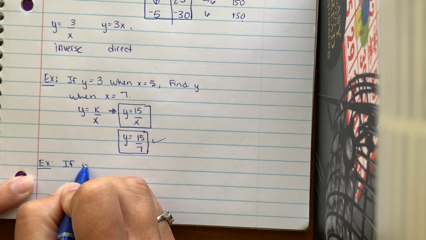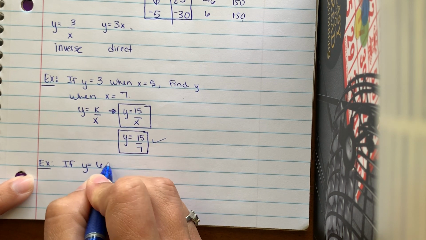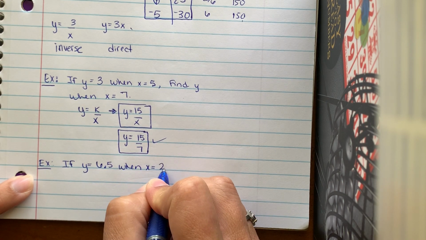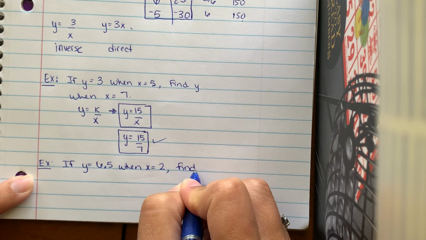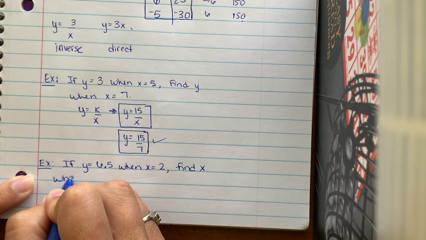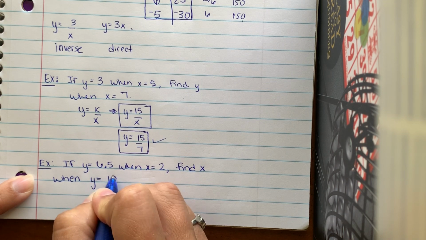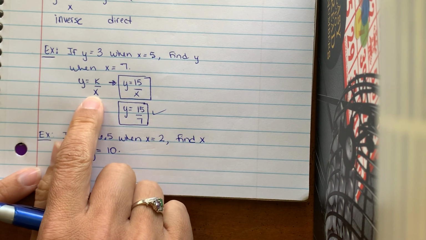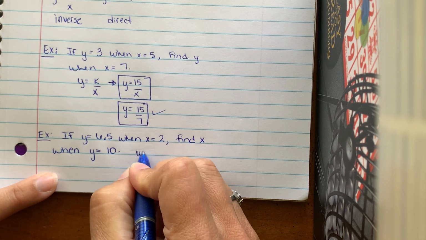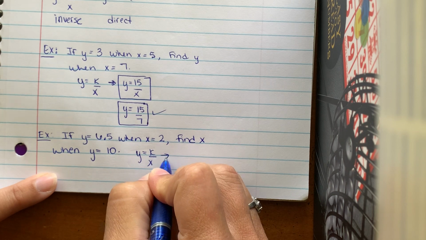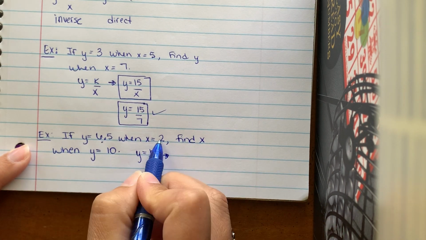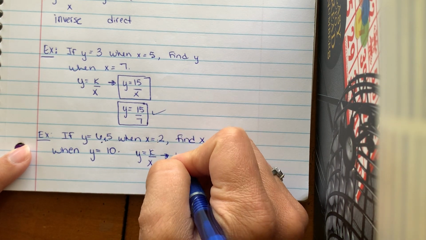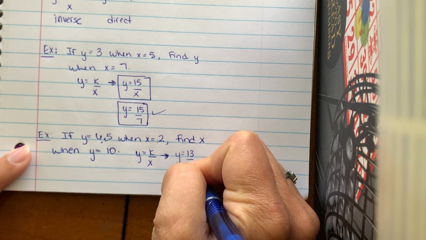So if y equals 6.5 when x equals 2, this time we'll find x. Find x when y equals, I don't know, 10. Again, just totally making these numbers up. So to find my equation, y equals k over x is my equation, but I got to know what k is. Do you remember how to find k? That's right, you simply multiply these two numbers together. So 6.5 times 2 is 13. So here is my equation.